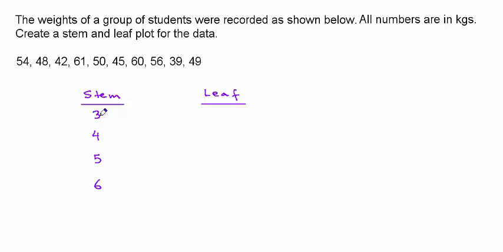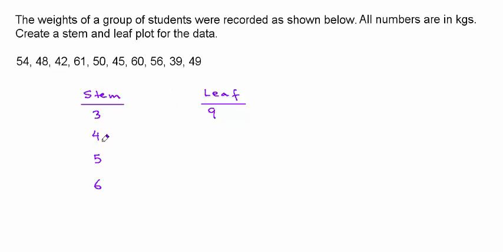Now let's start with the 30s. We have only one weight that's in the 30s, that's 39. We have the 3 here, the tens on this side under the stem. The ones digit goes on this side, so we have a 9. The two combined will give us this number.